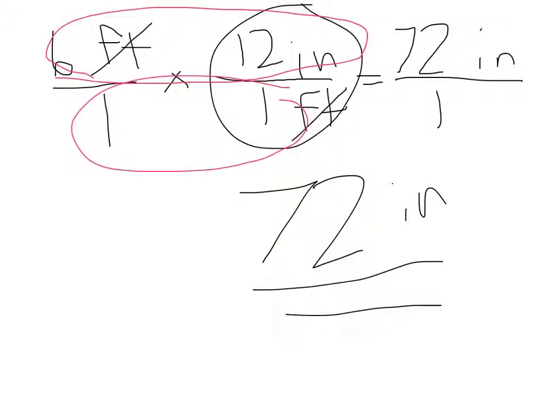Okay, so that's something that probably a lot of you watching this video can do in your head. 6 feet, you know there's 12 inches in a foot, so that's 72 inches. Well, when you do that in your head, you're actually doing dimensional analysis, believe it or not.